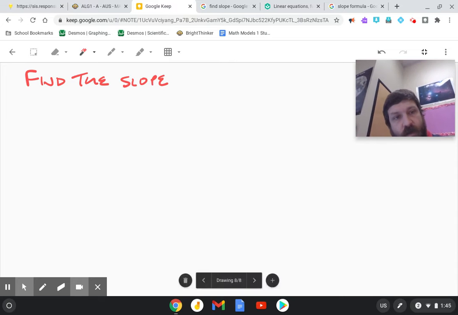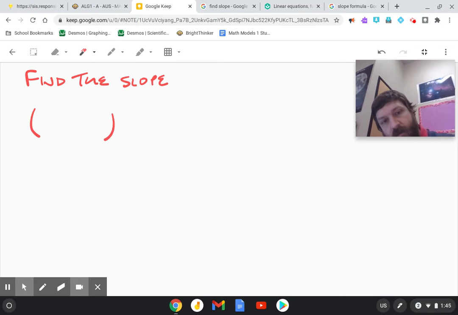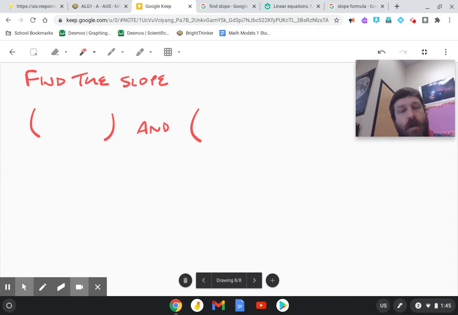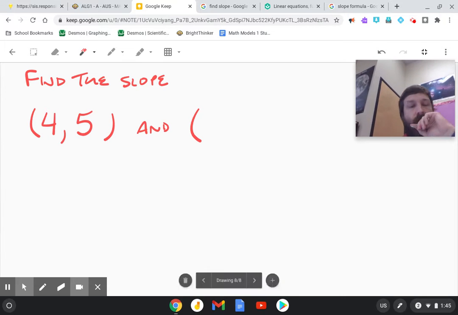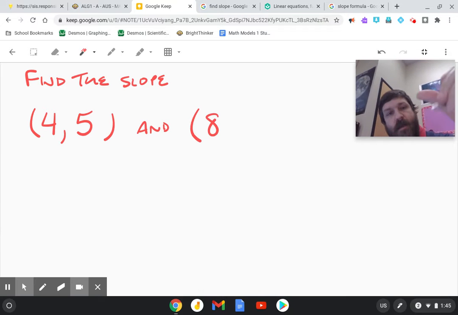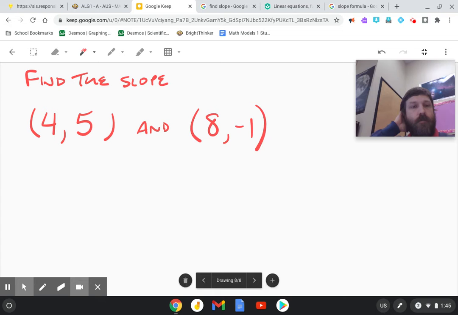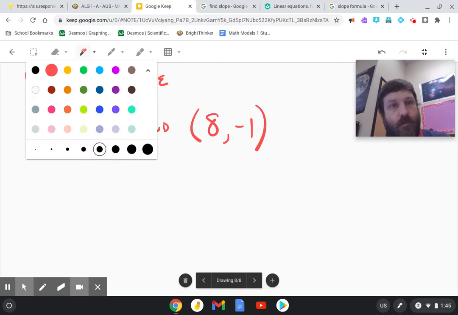And they'll give us 2 points. So it gives a point. Let's say we have 4, 5, and 8, -1. All right, so we want to find the slope between these two points.